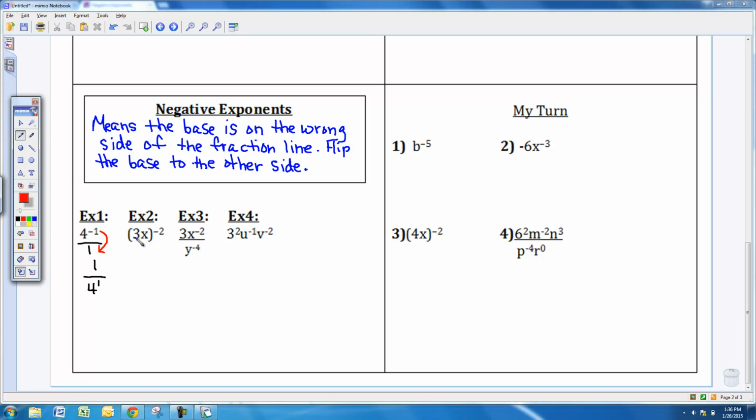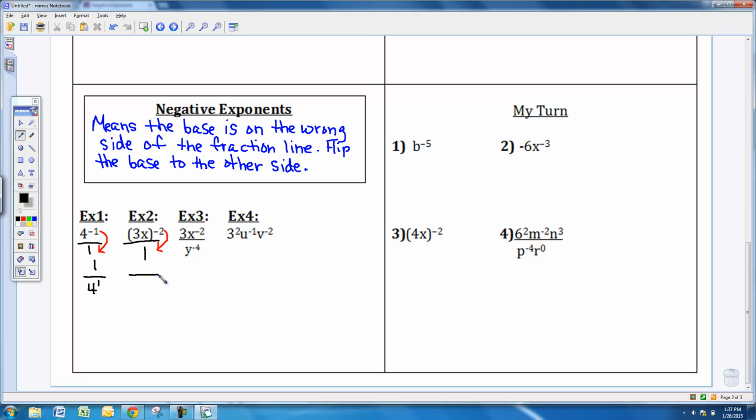Okay, how about in example 2? 3x raised to the negative 2 power. So again, this negative exponent is telling us that our base is on the wrong side of the fraction line. So we need to flip it to the other side of the fraction line. So we'll put it in the denominator, and we'll make the exponent positive. Again, we need something to hold our place up here. So we'll put a 1 to hold the place in the numerator.